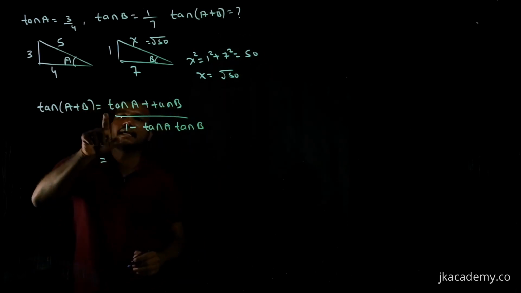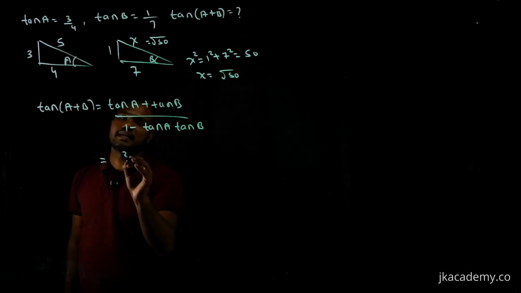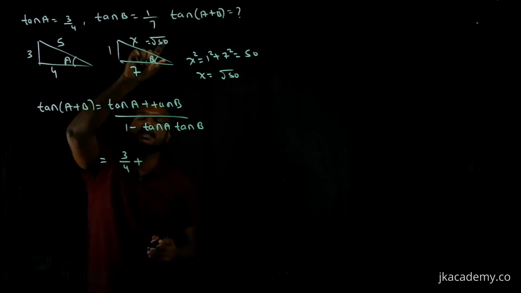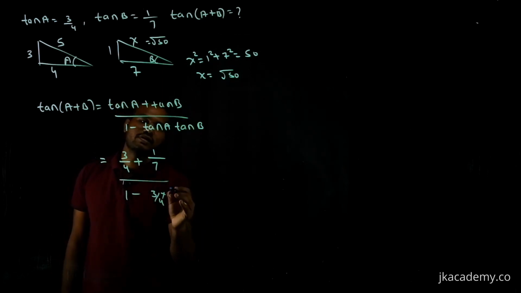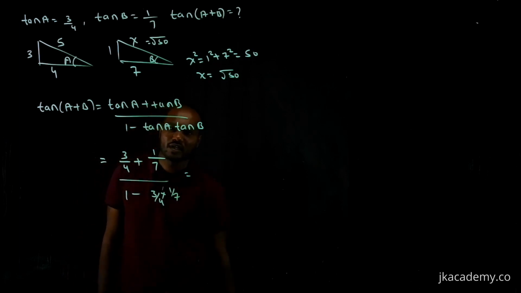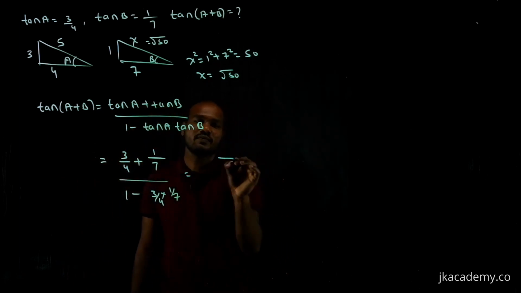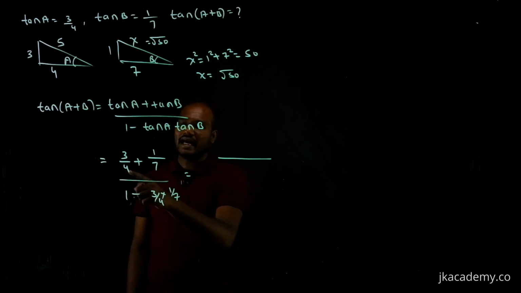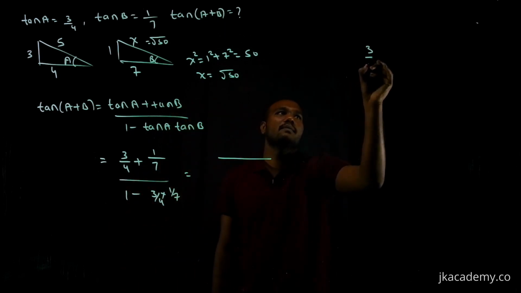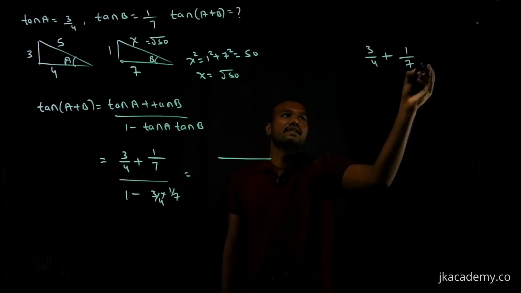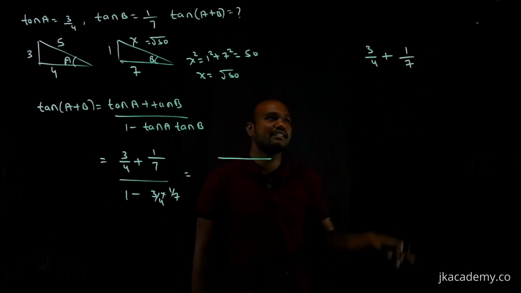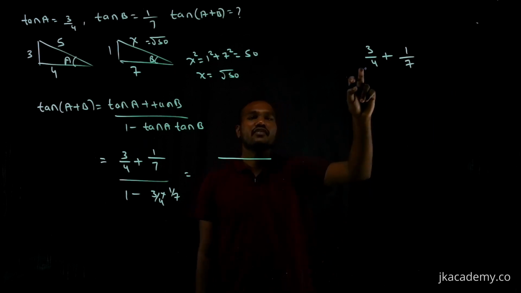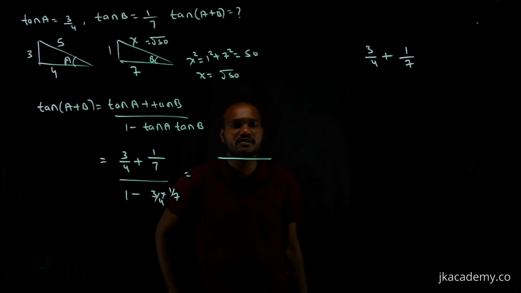So what is tan A? Tan A is given in the question, that is directly 3 by 4 plus what is tan B? Tan B is also given in the question, divided by 1 minus tan A, again given in the question, tan B, that is also given in the question, 1 over 7. You know how to solve this? See here. We have two different denominators, that is 3 by 4 plus 1 by 7. If there is the same denominator, like 4 and 4, just add. But if there are two different denominators, how to take LCM? See here.